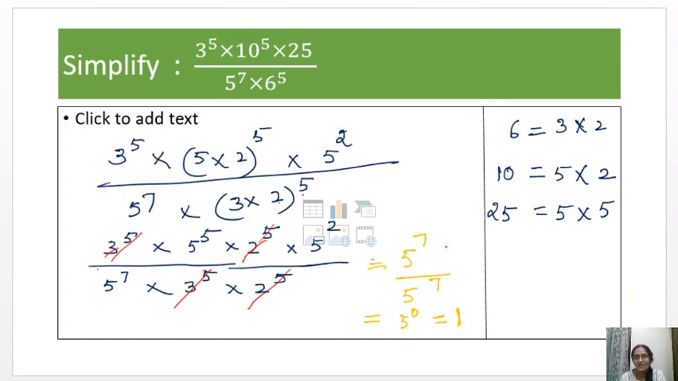So all the exponent application sums are very easy if you know all the laws of exponents. If you have clarity in the laws of exponents, it's very easy to solve exponent sums. First of all, you should have all the laws of exponents at your fingertips. Only that's all. So thank you.